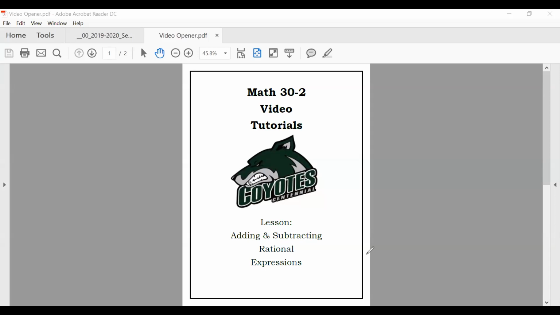Thinking of the course of the year, most students find adding and subtracting of rational expressions the most difficult lesson of the year. So don't be too surprised if you're going through this and saying, ooh, this is difficult. Yeah, it will be. This is what will probably require the most amount of practice for the entire year. So just a heads up, nothing to worry about, but so that you're aware. Okay, let's take a peek at this lesson.